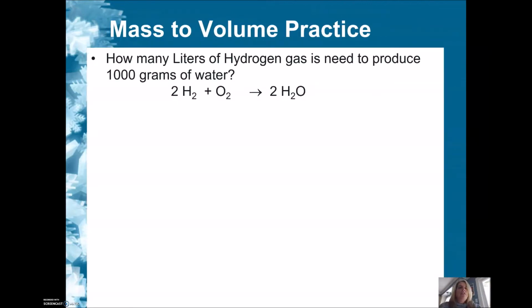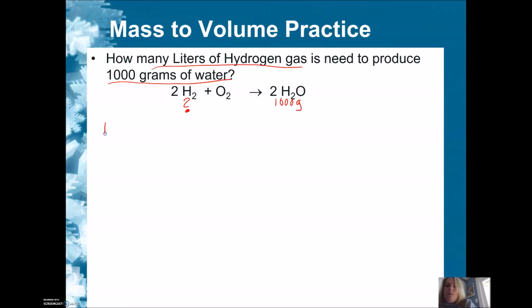How many liters of hydrogen gas are needed to produce 1,000 grams of water? So step 1, balance your reaction. Oh, done for you. Hey, yay. We want to know how many liters of hydrogen gas. So that's our question mark. There's our hydrogen gas, so there's our question mark. It is needed to produce 1,000 grams of water. So I have 1,000 grams of this. All right, so step one, balance the reaction, done.